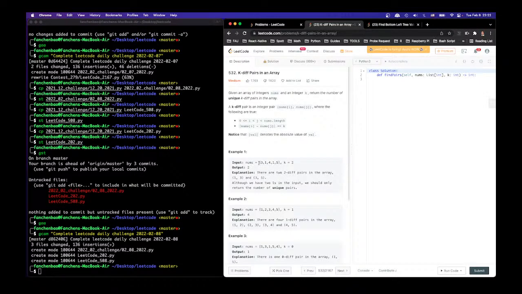Okay, so first thing ahead, because it's k difference, we pull a counter on this. And we just say 3, right? Which is plus 2, minus 2. Plus 2, we find 1. Minus 2, we find 1. Boom, done.